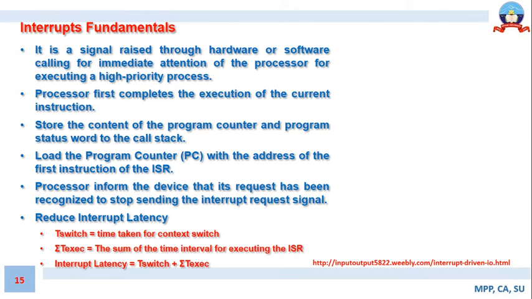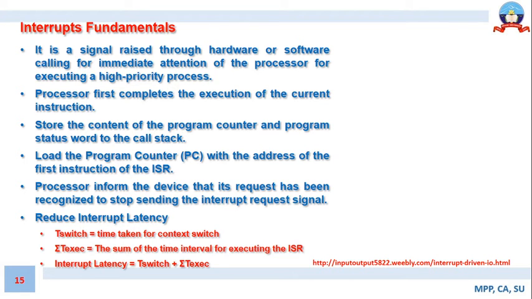Now associated with interrupts, we have certain latency. The overall objective of the processor is to reduce the interrupt latency. Now what does interrupt latency basically refer to? Interrupt latency basically refers to the delay that the processor incurs because of execution of the interrupt. Interrupt latency has two identifiable components. The first is called the context switching time, the time that is required to switch from the execution of the current instruction to the execution of the ISR. That is called context switching time.